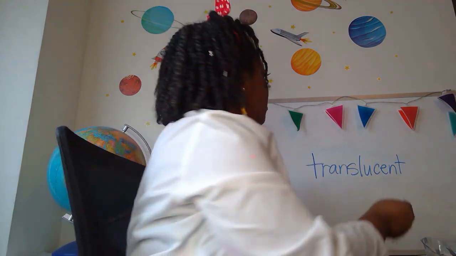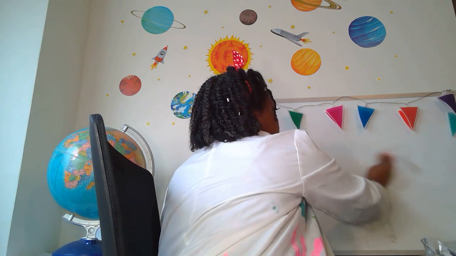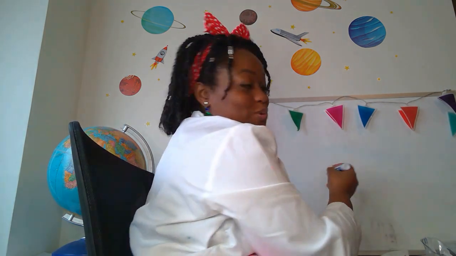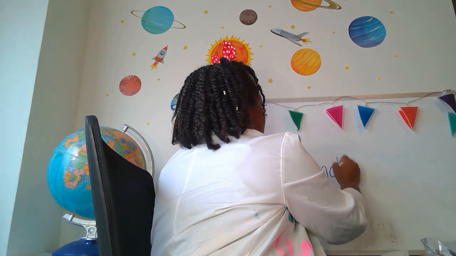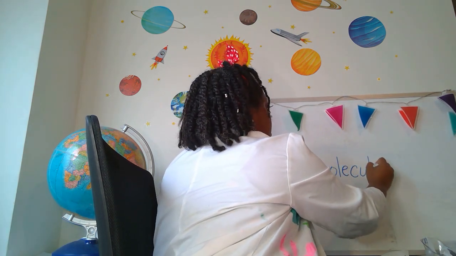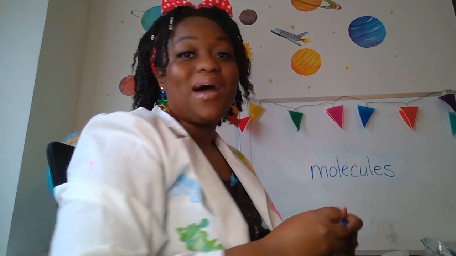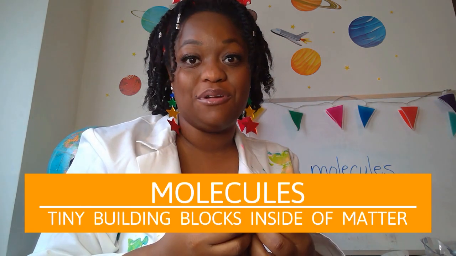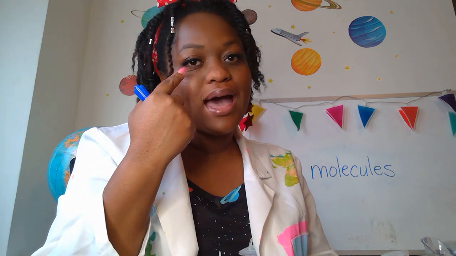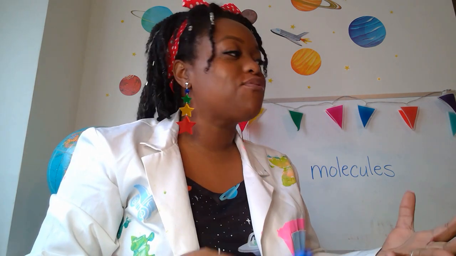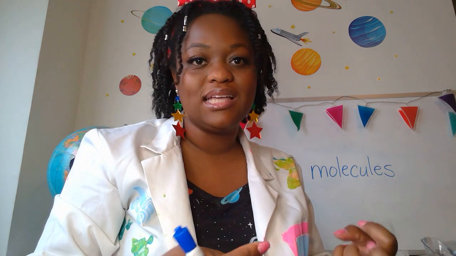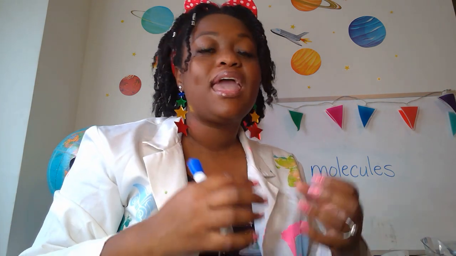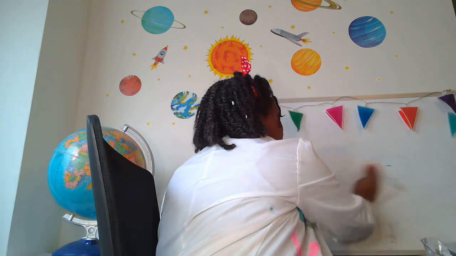All right. Let's move on to the next word. Let's go to this word, molecules. Molecules, those are the tiny, teeny, tiny building blocks that make up matter. We can't see those with our own eyes. We'll have to get a microscope. But everything that's around us, all matter has different molecules inside of them. And those molecules help you to determine what type of matter it is. For example, let's go to the next word. Let's go to the word solid.